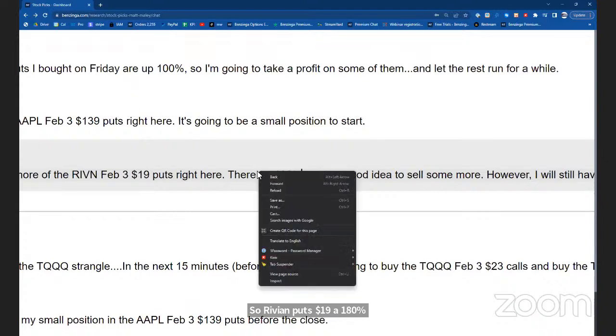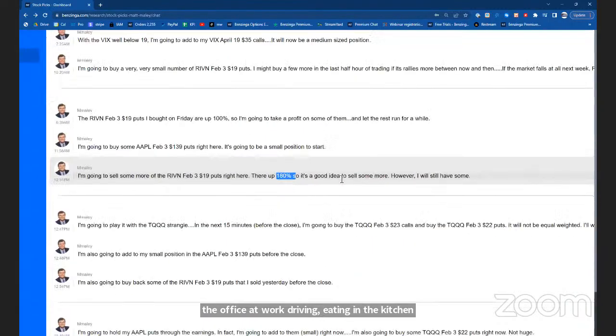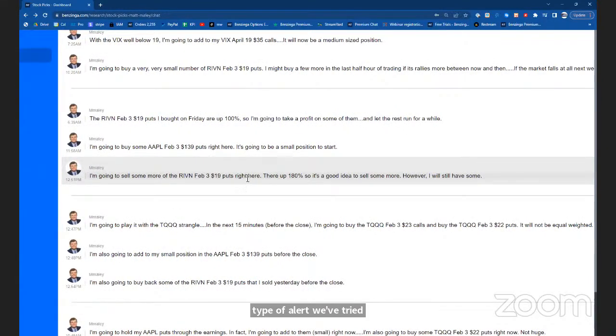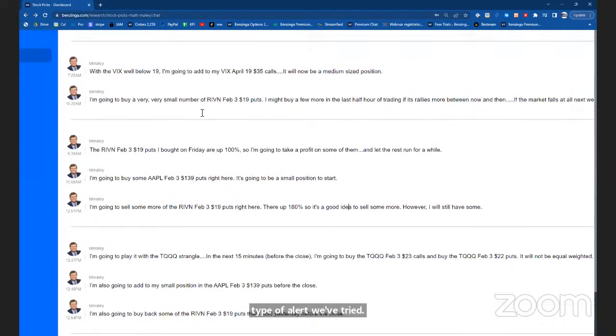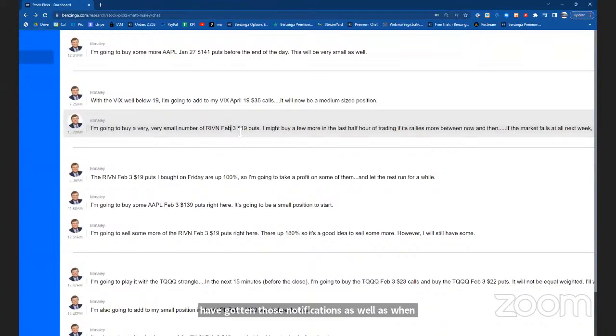He showed you different trades like this. So you would get those alerts on your phone, anywhere that you are, in the office, at work, driving, eating, in the kitchen, anything that you're doing. You get those alerts. And that is the most reliable type of alert. We've tried, it's just the most reliable one, those push notifications on your phone. So you would have gotten those notifications as well as when he was buying them.